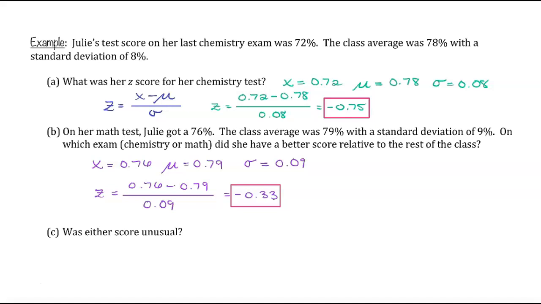Usual data values are no more than 2 standard deviations away from the mean, and unusual data values are more than 2 standard deviations above or below the mean. In both of these cases, Julie is not even a full standard deviation away from the mean, so neither of these test scores are unusual.